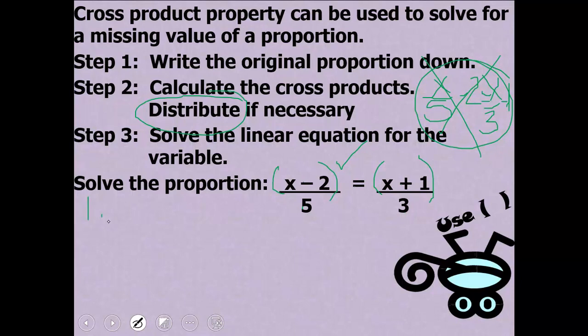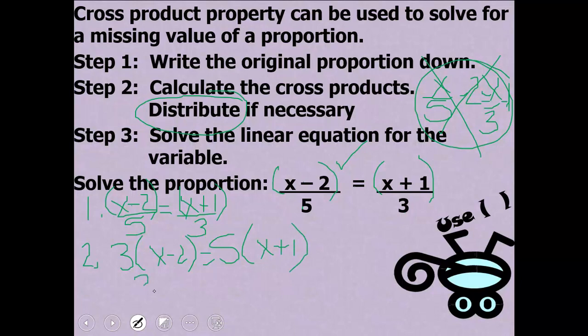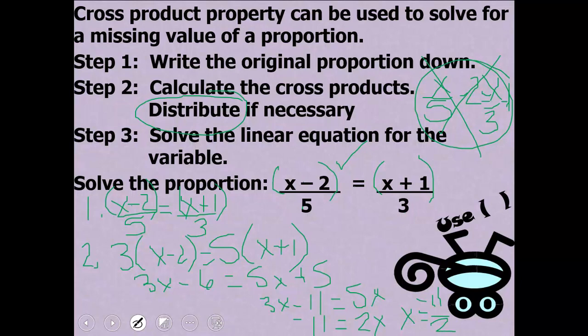Step 1, write that problem. Even though I have very limited space, I'm going to write that problem, and I'm going to put parentheses around my multi-term numerator. Then I'm going to do my cross product. 3 times x minus 2 has to equal 5 times x plus 1. So I get 3x minus 6 equals 5x plus 5. I'm going to subtract 5 and I get 3x minus 11 equals 5x. I'm going to subtract 3x and I get negative 11 is equal to 2x. So x equals negative 11 halves, or negative 5.5.